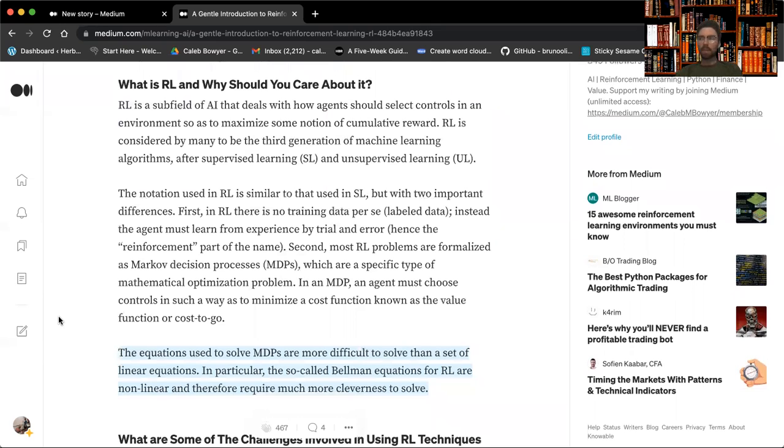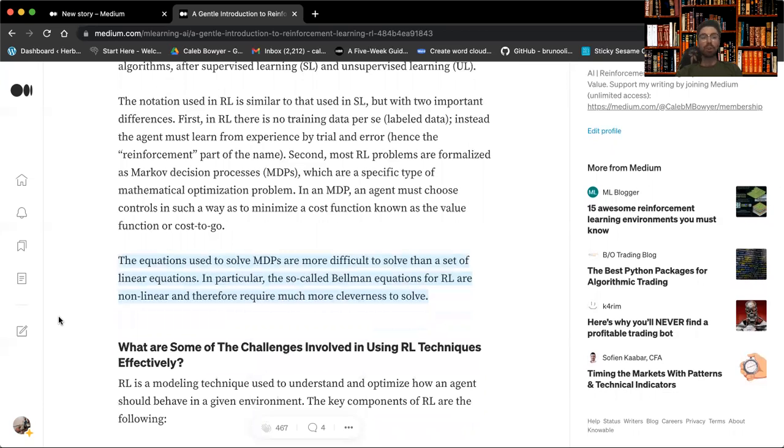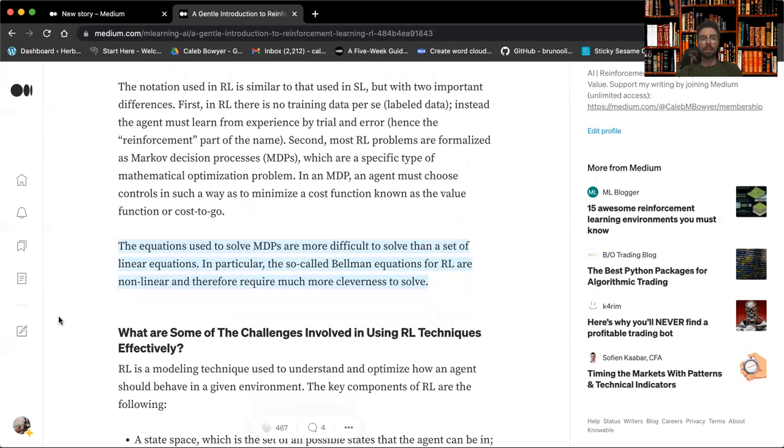What is RL and why should we care about it? RL is a subfield of artificial intelligence that deals with how agents should select controls in an environment so as to maximize some notion of cumulative reward. RL is considered by many to be the third generation of machine learning algorithms after supervised learning and unsupervised learning. The notation used in RL is similar to that used in SL, supervised learning, but with two important differences.